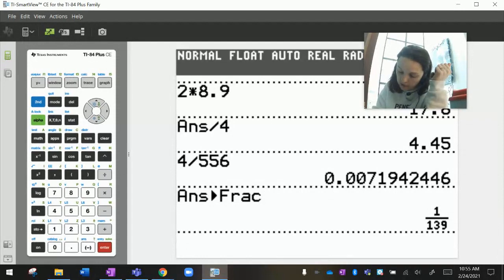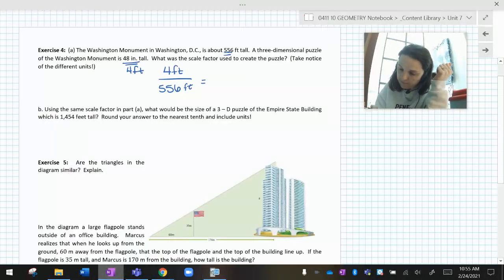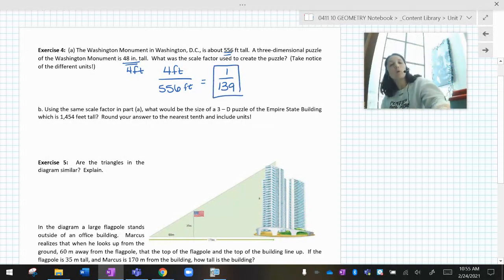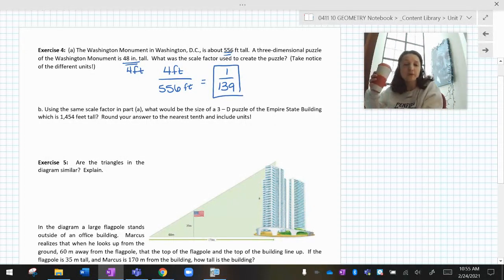1 to 139. So the puzzle is 1/139th the size of, or the height anyway, of the whole thing.